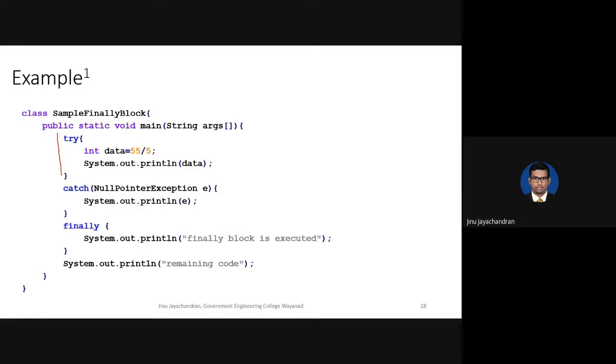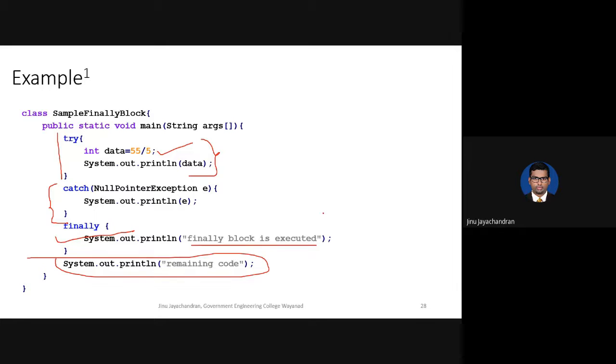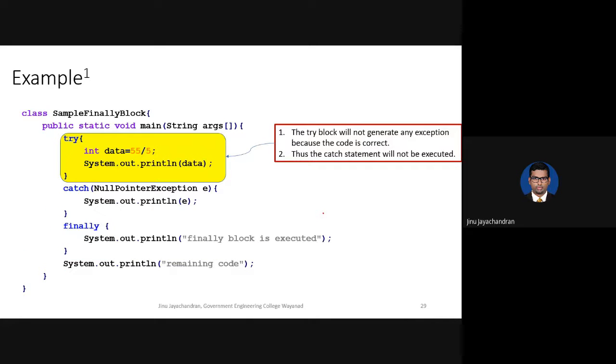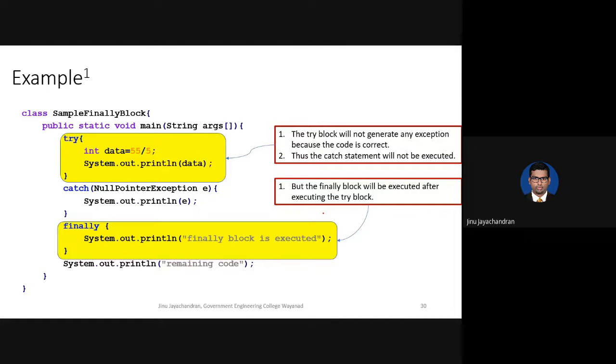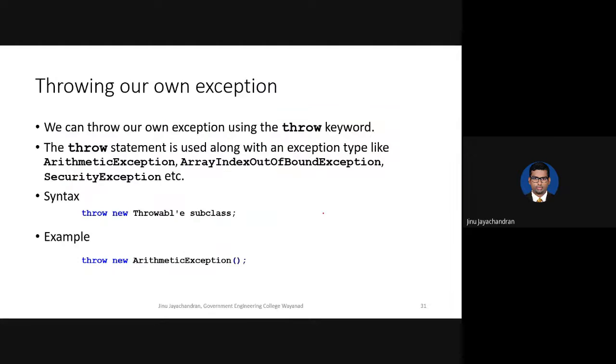You have a try statement, 55 divided by 5. Okay. You see that these two are perfectly okay programs. So it will not go to the catch, but instead it will directly go to the finally block and execute it. Finally, the block is executed. Okay. And it will come out executing the last bit. This is regarding the finally block. So this block will not generate any exception. So it will directly come to the finally block and it will execute the finally block.